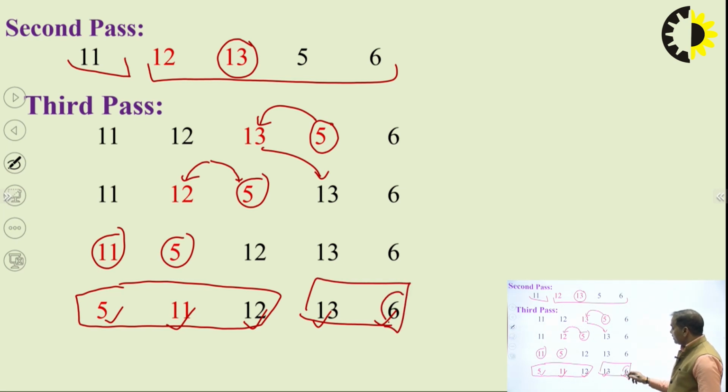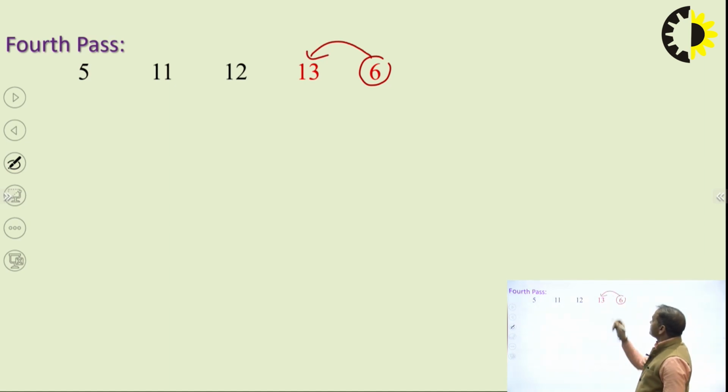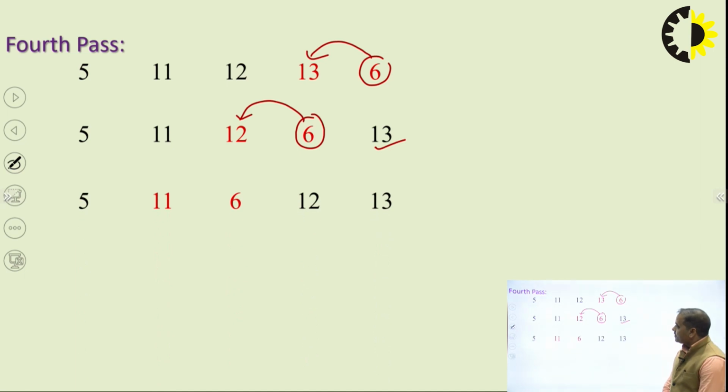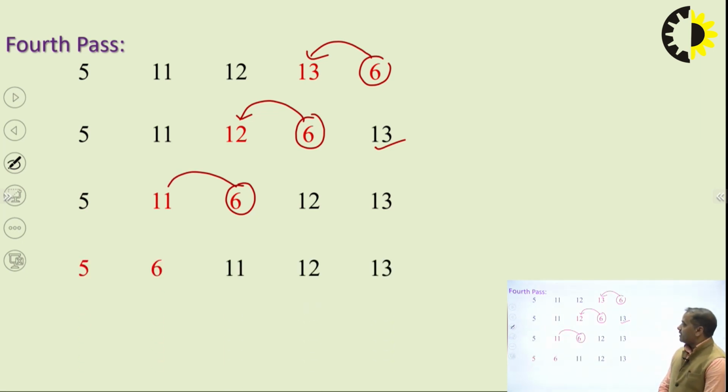Now in the next pass we take 6 as the key value. So 6 is the key value, and now compare 6 with 13. 6 is less than 13, so we swap 6 with 13. The sequence is 5, 11, 12, 6 and 13. Now the key element is compared with 12. 6 is also less than 12, so in the next step we also swap 6 with 12. Now 6 is compared with 11. 6 is less than 11, so we swap 6 with 11.